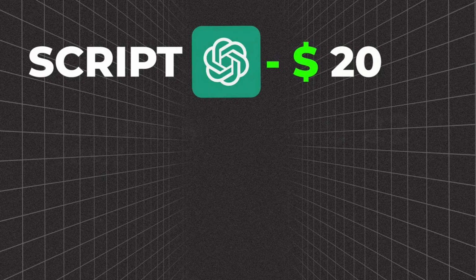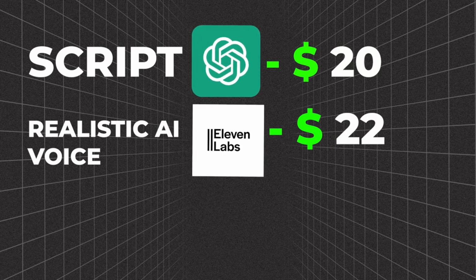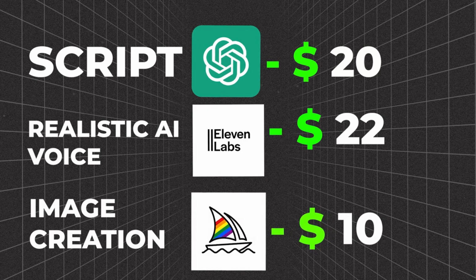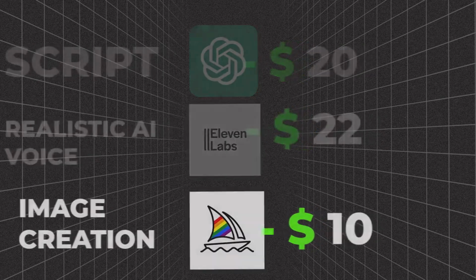Then you need to use ultra-realistic AI voice. If you use 11 Labs, it will cost $22 a month. And then you need to generate images and videos. If you use Mid-Journey, it costs around $10 a month, so it's approximately around $52 a month.